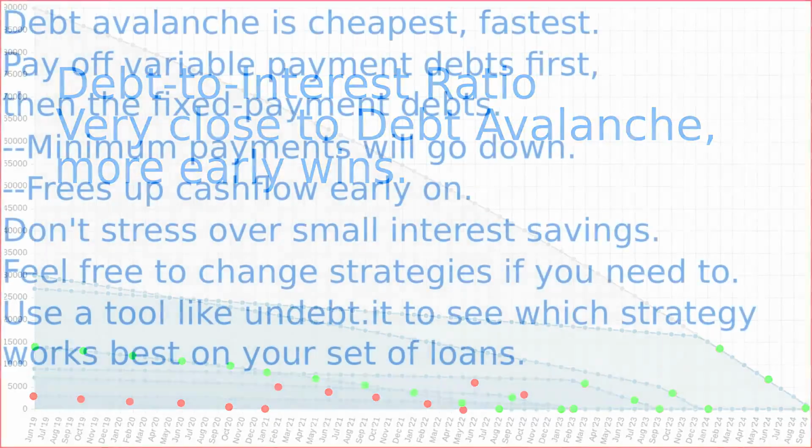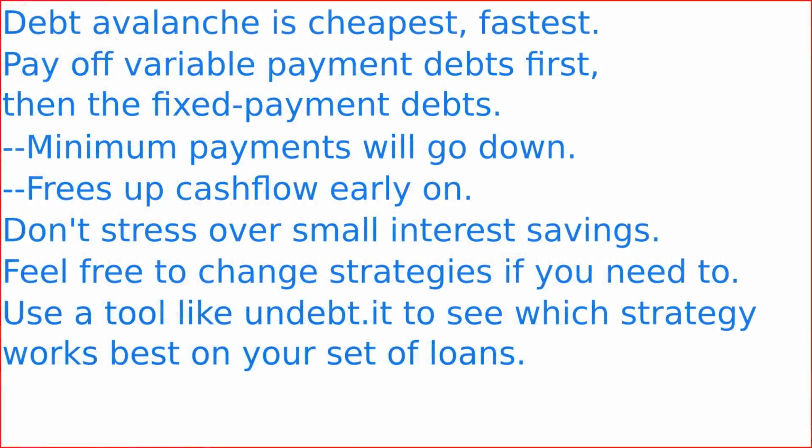So the final thoughts I would leave you with are these. The debt avalanche will nearly always be the cheapest way to pay your debts off, except in very rare cases. By whatever method works best, pay off your variable payment debts like credit cards and lines of credit first, and then hit the fixed payment debts if you're not going to use the debt avalanche. If all you have is fixed payment debt, then go to Undead IT and see which one of these works best for you. The link is below in the description.